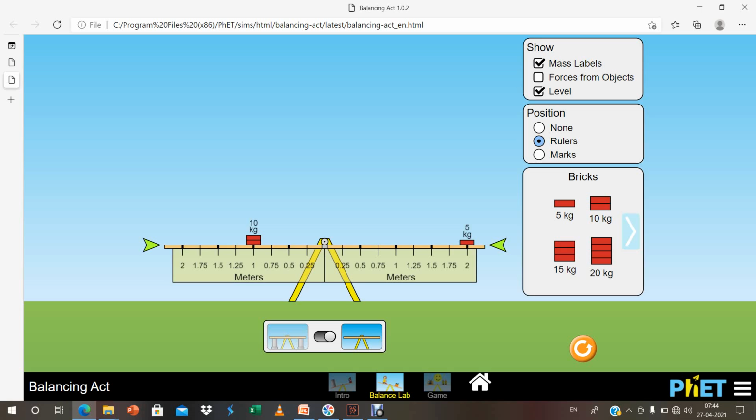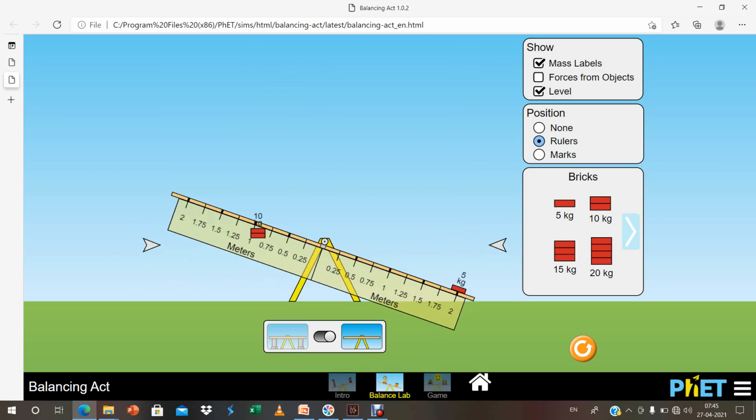So the clockwise torque is 100 Newton meter, and the counterclockwise torque is 10 times 10, which is 100. We have a force of 100 Newton, placed at a distance of 1 meter. 100 times 1 is 100 Newton meter. So we got equal torque on clockwise and counterclockwise. That is why the bar has come to equilibrium state. Now if you remove one of these, the turning effect is produced.